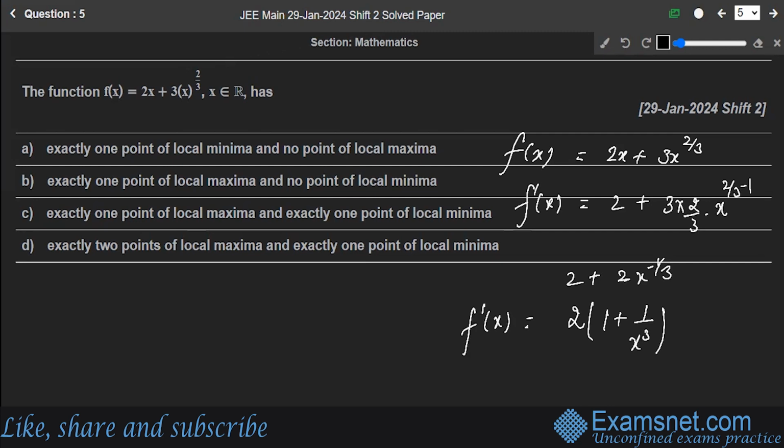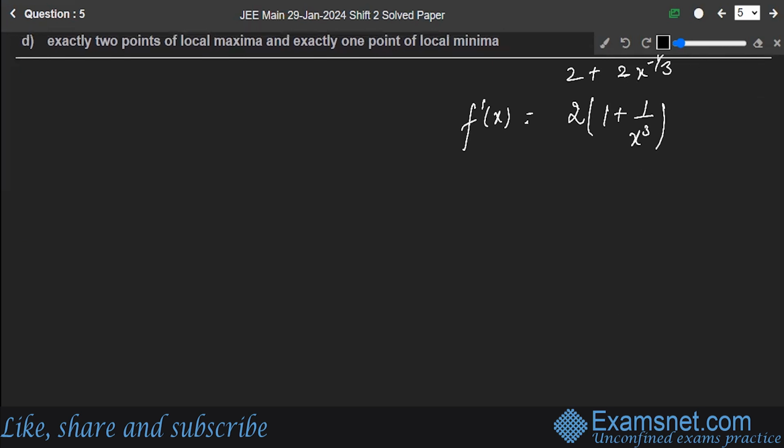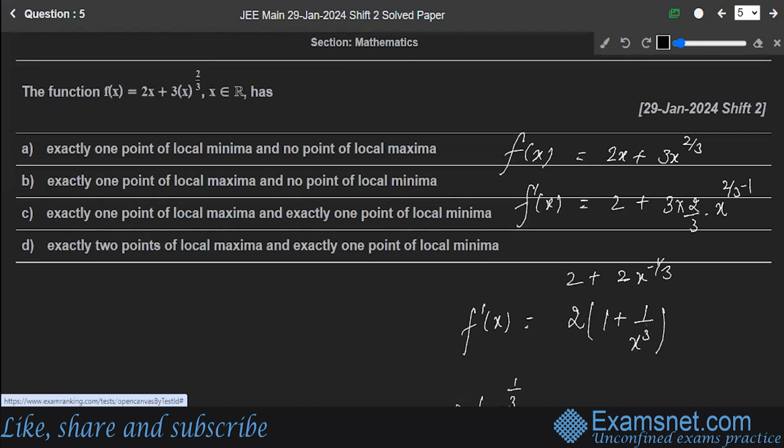This is f dash x. And I can write it like this, 2 into x power 1 by 3, okay? Wait, let me write it clearly.